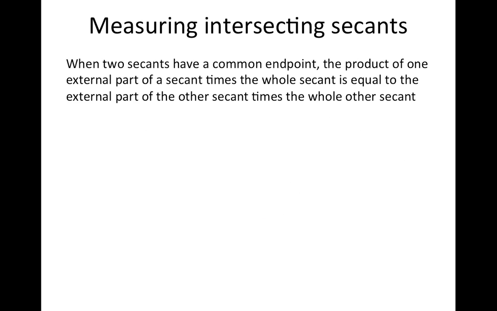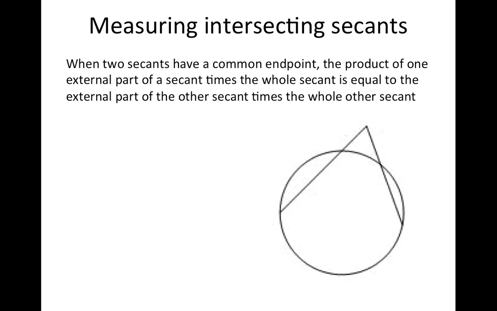Next, we're going to learn how to measure intersecting secants. And when 2 secants have a common endpoint, the product of one external part of the secant times the whole secant is equal to the external part of the other secant times the whole other secant. Wow, I thought the one for chords was wordy. This one's really ridiculous. But again, when I actually draw a picture and look at it, it's not that complex.